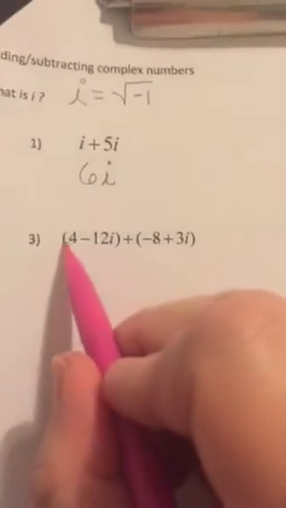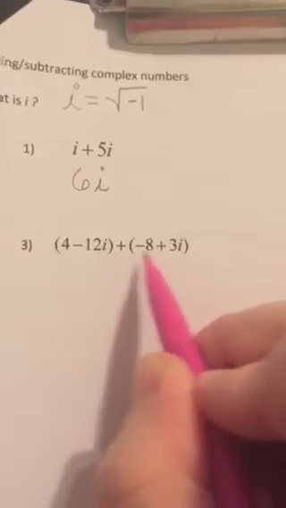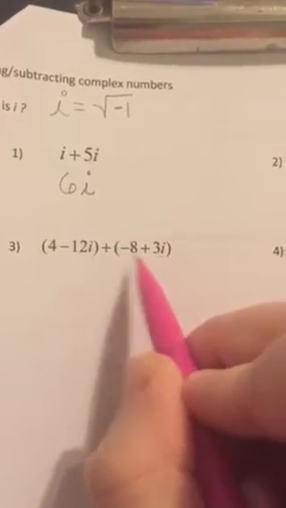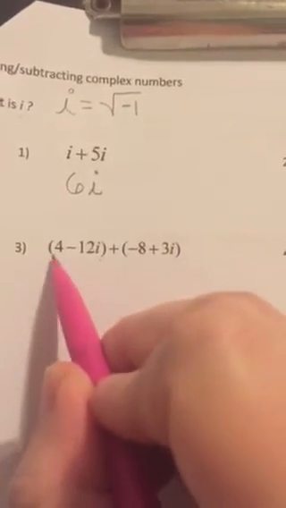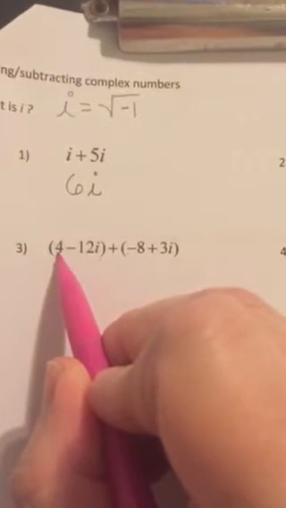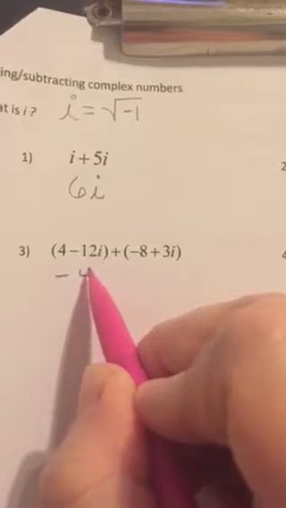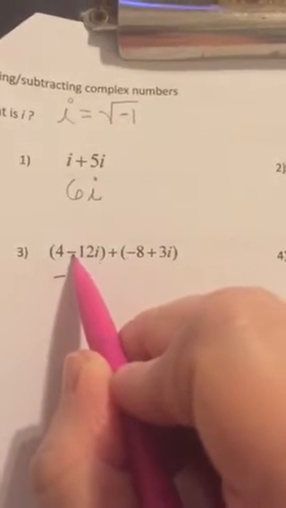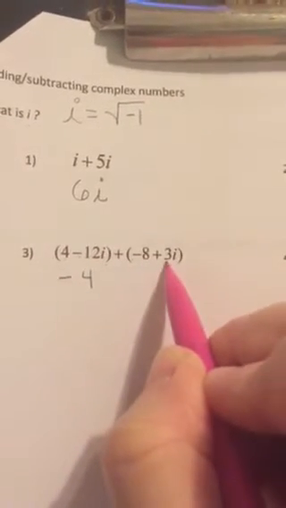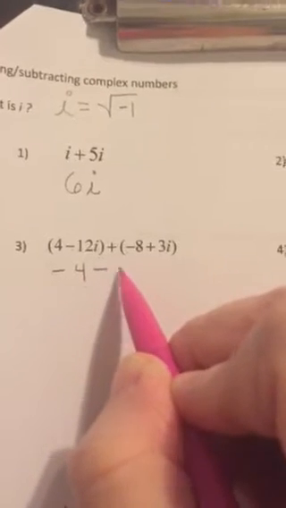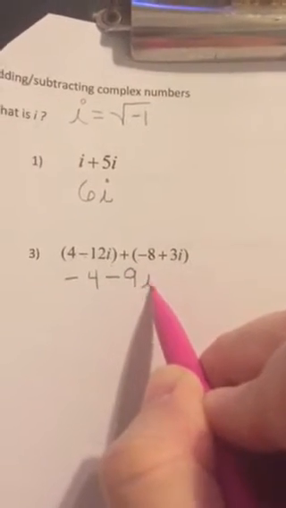And on this one, I really don't need these parentheses, because I'm not distributing anything. So I'm just going to combine my like terms. So 4 minus 8 is a -4. Looking in front of my numbers for signs, negative 12i plus 3i is a minus 9i.